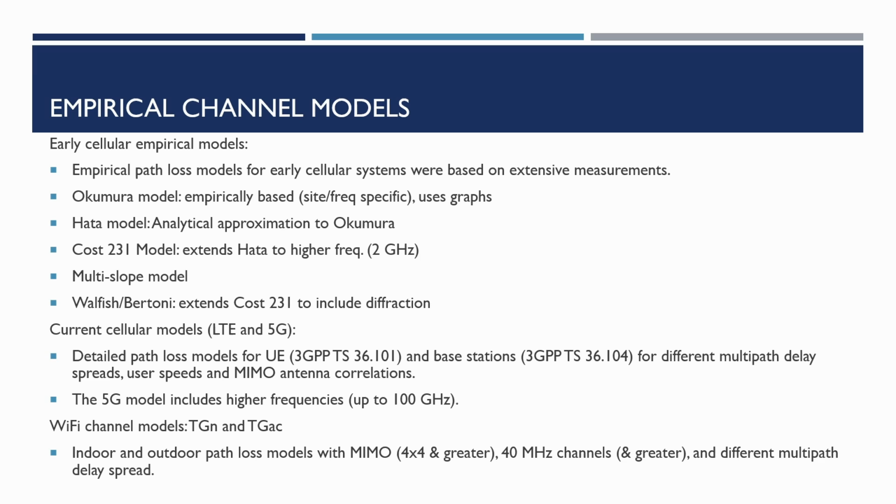In current cellular models, there are multipath delay spread, user speed, and MIMO antenna correlations, and in Wi-Fi channel models, there are indoor and outdoor path loss models.